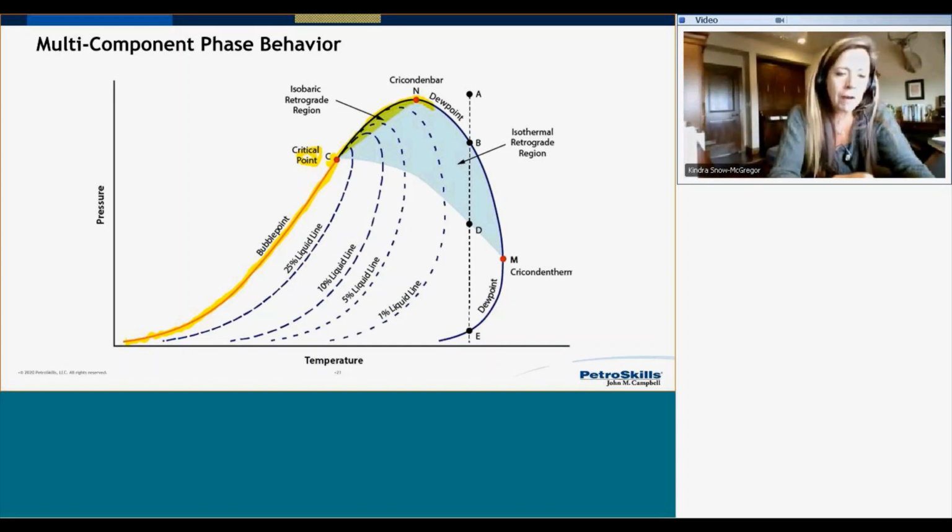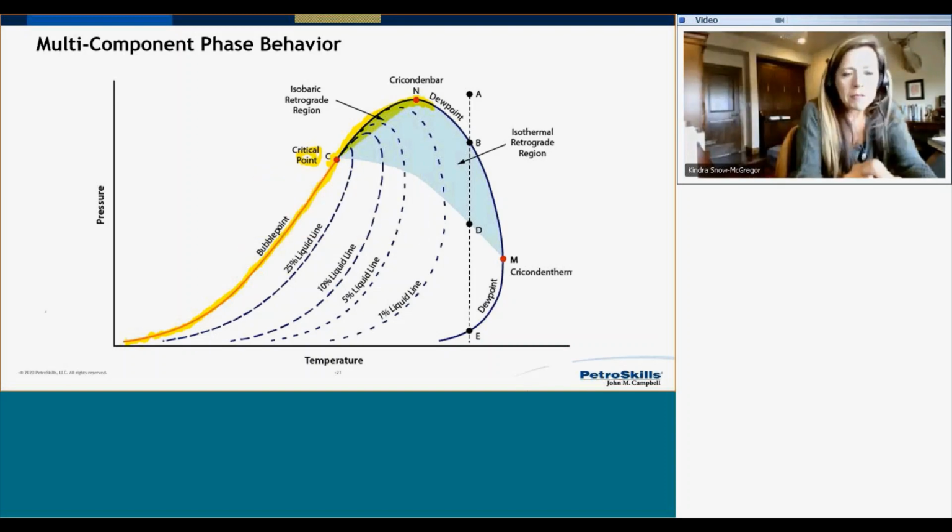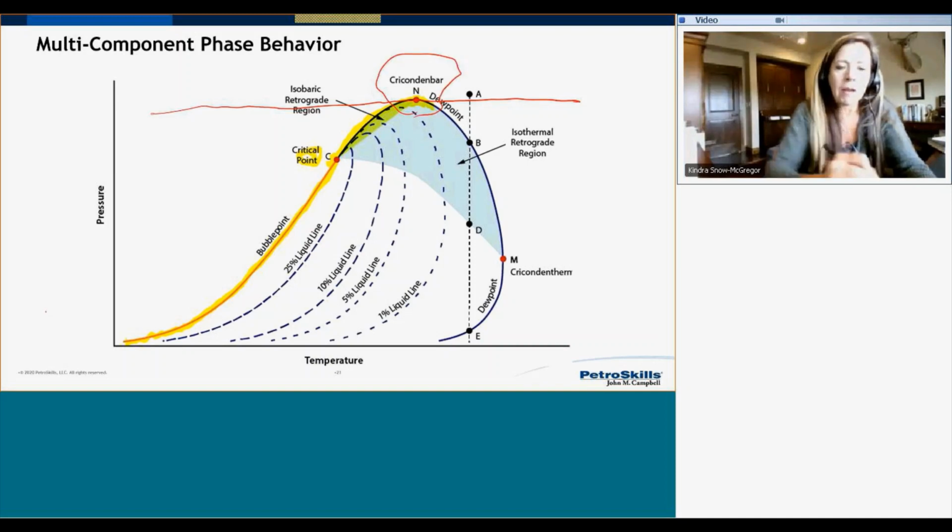Now notice as I follow my dew point curve along, I come up to this point here, and you can see at my highest pressure, I have my cricondenbar.